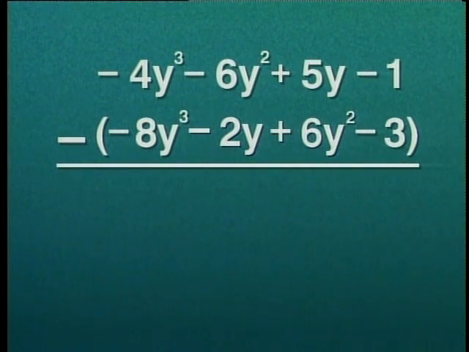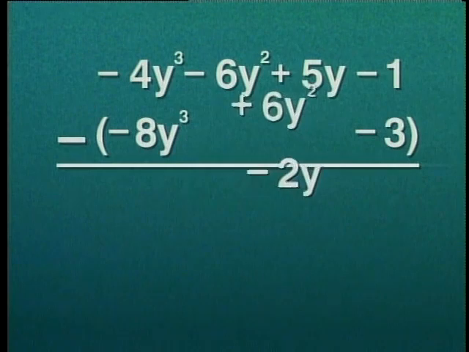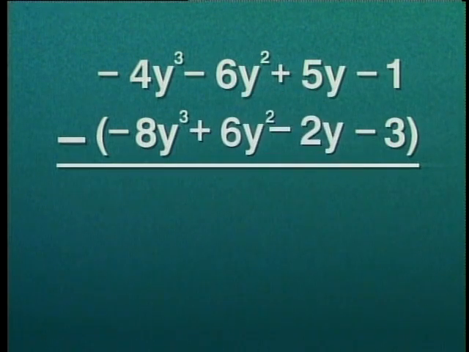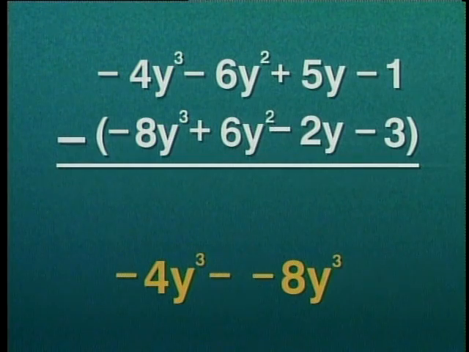So in the second polynomial, we just need to reverse the places of the two middle terms so that we get negative 8y cubed plus 6y squared minus 2y minus 3. As before, we work one term at a time, starting with negative 4y cubed minus a negative 8y cubed. With subtraction, of course, you have to be careful to keep your signs straight. It helps to use parentheses.